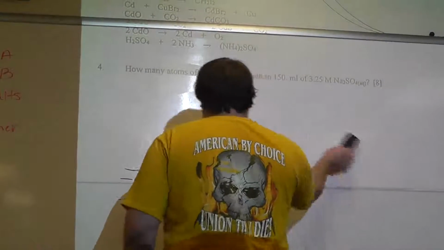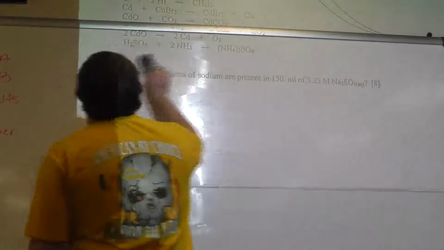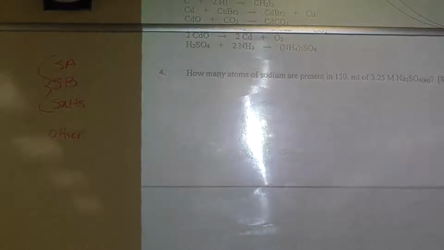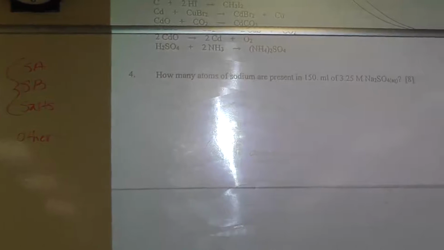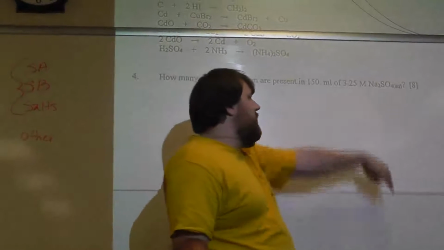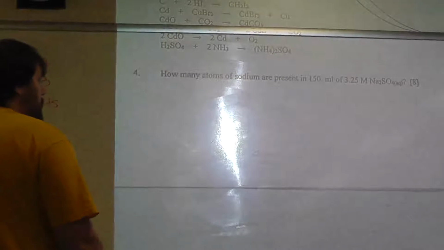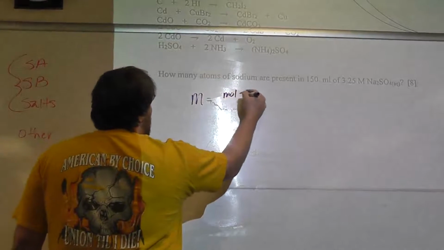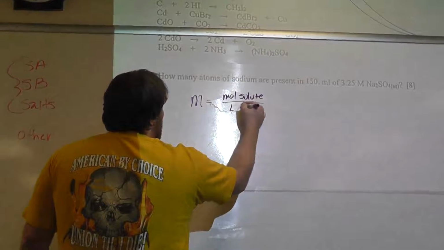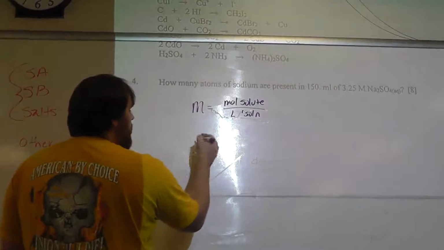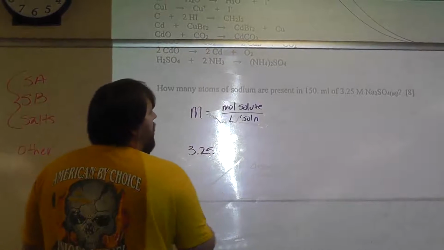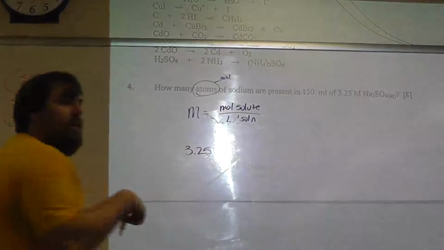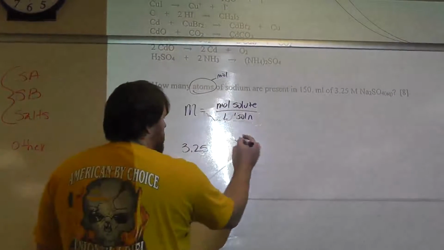So this one was just a molar conversion. We were asked, how many atoms of sodium were present in 150 milliliters of 3.25 molar sodium sulfate solution. So your general equation for molarity is equal to your moles of your solute over the liters of your solution. So your molarity in this case was 3.25. Your moles is actually what we're trying to find, because from moles we can get to atoms, right? Avogadro's number. So our moles is what we want to try and solve for here.